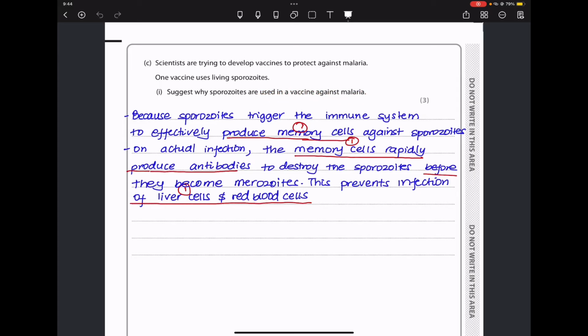For any vaccine, the key thing is to trigger the immune system so that memory cells can be produced. If secondary infection occurs, then the immune system is ready to produce antibodies that are able to carry out the destruction of the microorganisms quite efficiently. So I say it because sporozoites trigger the immune system to effectively produce memory cells against sporozoites. On actual infection, the memory cells rapidly produce antibodies to destroy the sporozoites before they become merozoites. This prevents infection of liver cells and red blood cells.